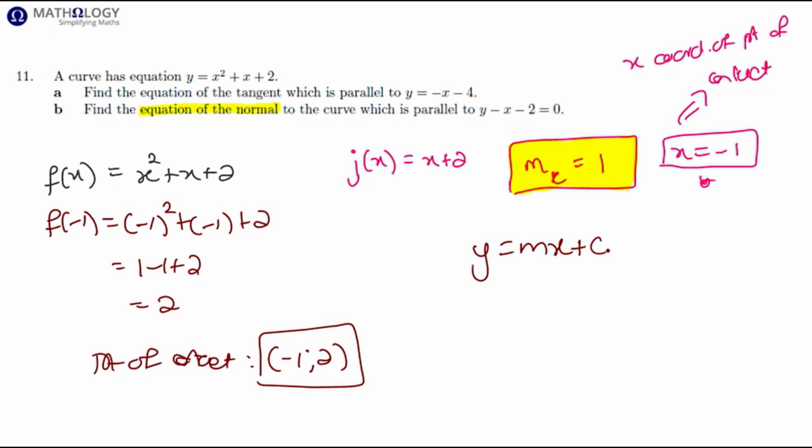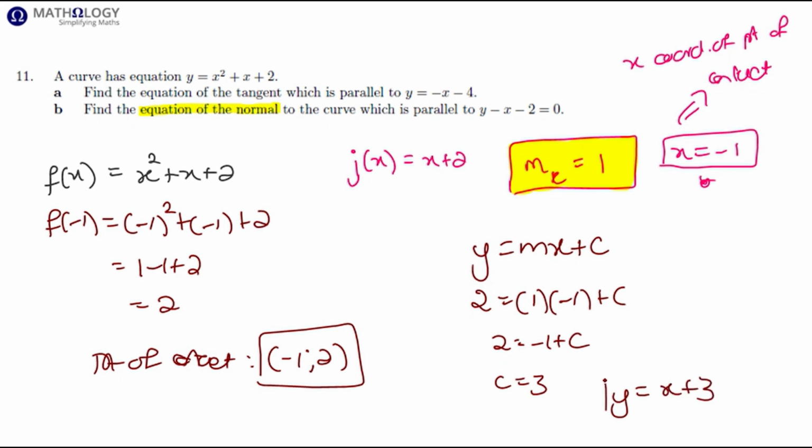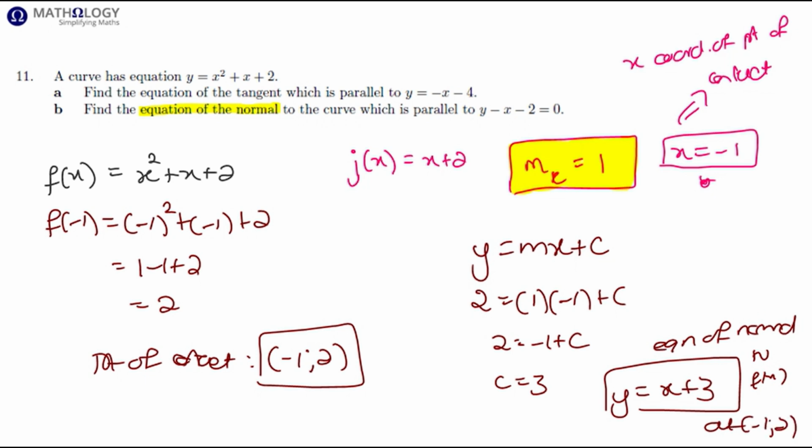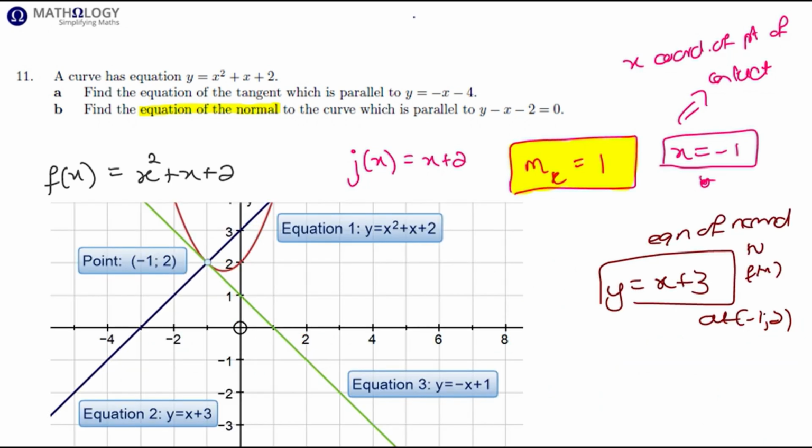Y equals mx plus c. 2 equals 1 times minus 1 plus c. C equals 3, so y equals x plus 3 is the equation of the normal to f of x at the point minus 1, 2. And again, we can illustrate this graphically.